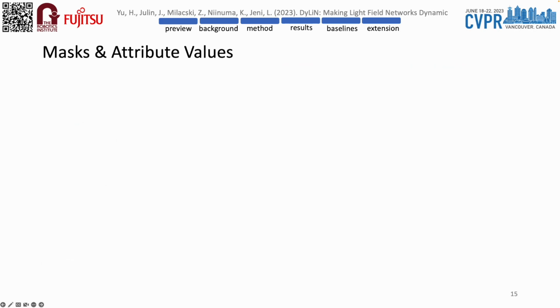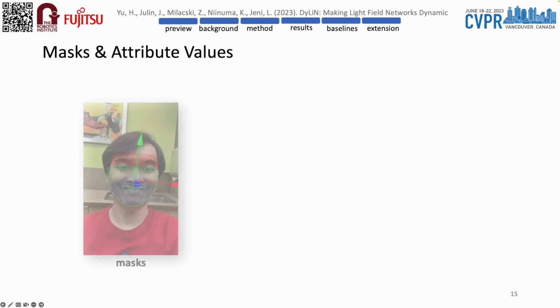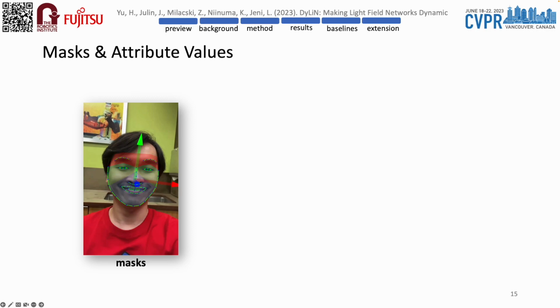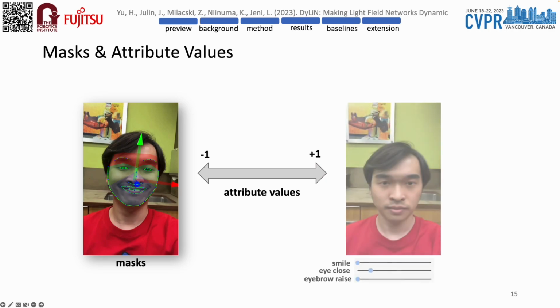To get the CoDyLiN architecture, we directly added masks to signify which regions of the scene are controllable, and attribute values for the state of the transition, with -1 being the start of the transition and +1 being the end. With the addition of both of these elements to DyLiN, we can fully control the smile, closing of the eye, and raising of the eyebrow.